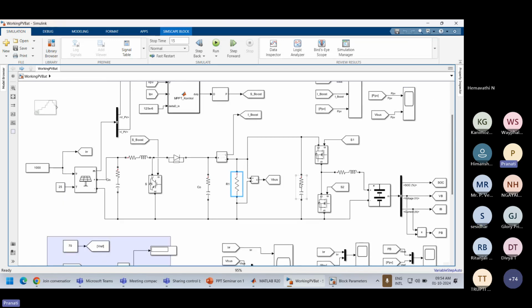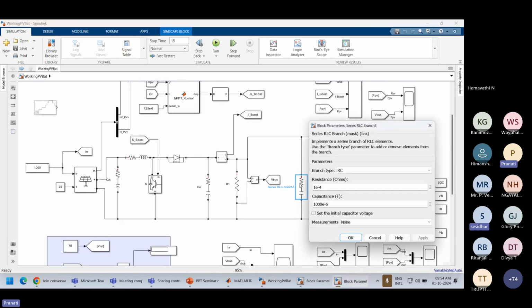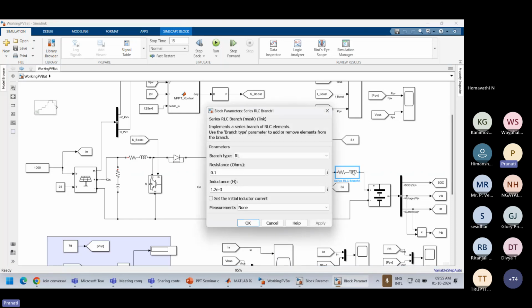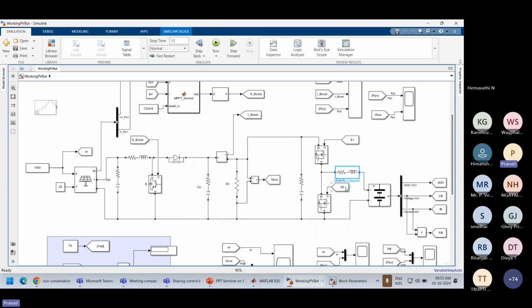Then this is the bidirectional converter. The bidirectional converter capacitor is 1000 microfarad. Then these are the two switches. It can work either as a buck converter or boost converter. This is the inductance value. Then S1 and S2 are the switches.